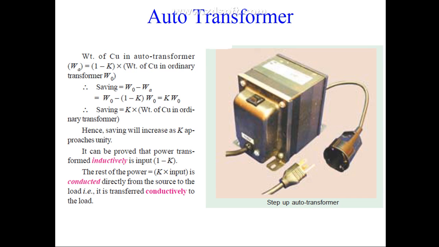Alright. So how much will you save, where K is the transformation ratio. Saving will be W0 minus WA, where W0 is the ordinary transformer and WA is the auto transformer. So it comes out to be W0 minus (1 minus K) W0, which is K W0. Saving will be K into weight of copper in the ordinary transformer. Hence saving will increase as K approaches unity, that is, as N2 by N1 increases.